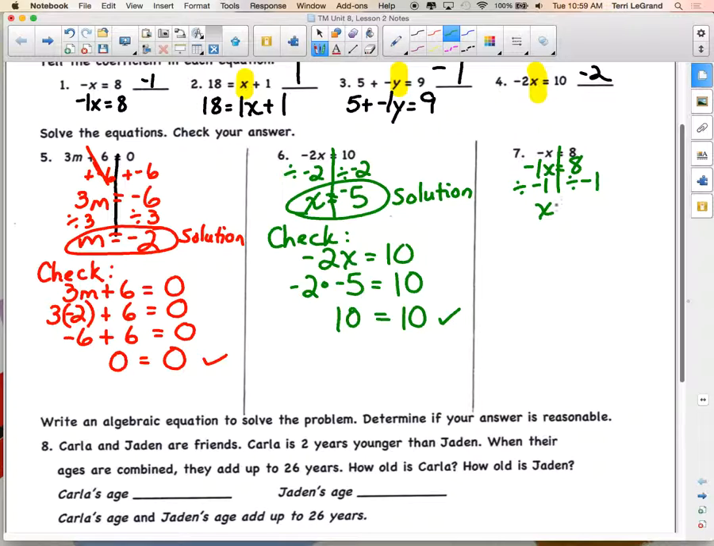X equals 8 divided by negative 1. Negative 8. A positive divided by a negative is a negative, and 8 divided by 1 is negative 8. Well, that was easy to solve. Solution, that is. And now we will do a check.